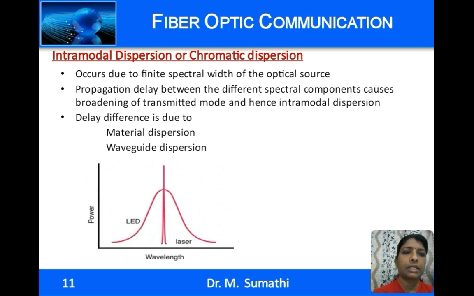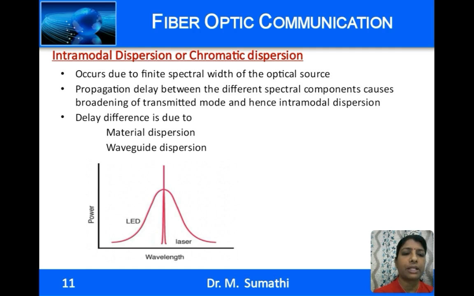Next, we shall consider intramodal dispersion or chromatic dispersion. This is a dispersion that occurs within a mode. Intramodal dispersion occurs due to the finite spectral width of the optical source. An optical source practically does not emit light at just a single wavelength. Rather, it emits light over a finite spectral width, as can be seen in the figure. The spectral width of a laser is much lesser compared to the spectral width of an LED.